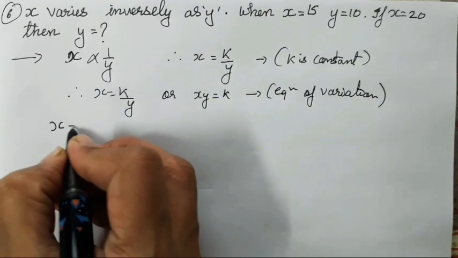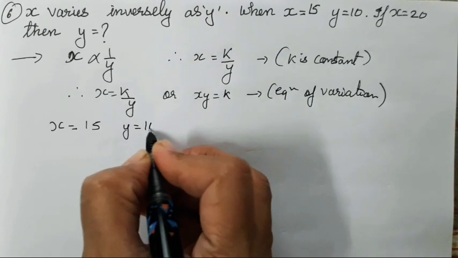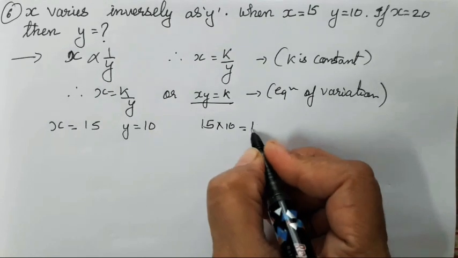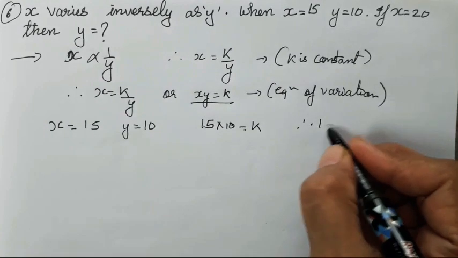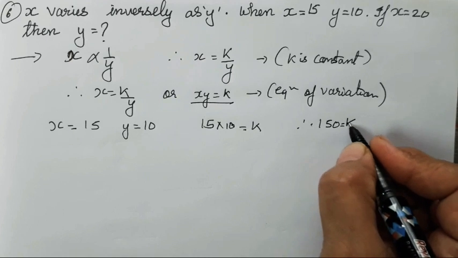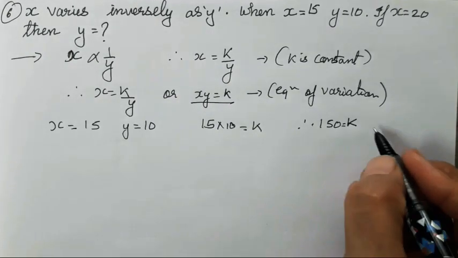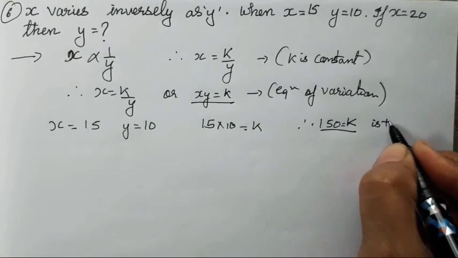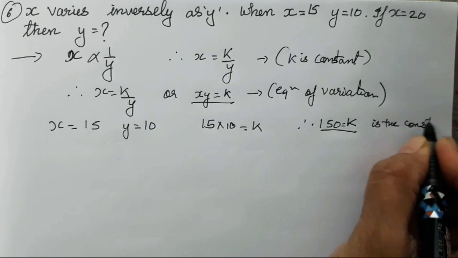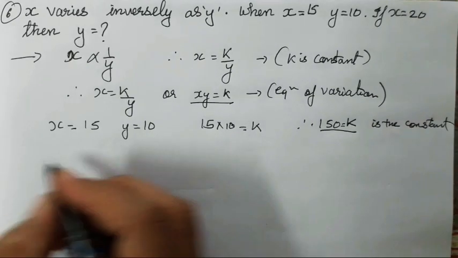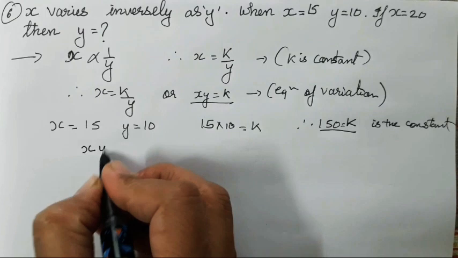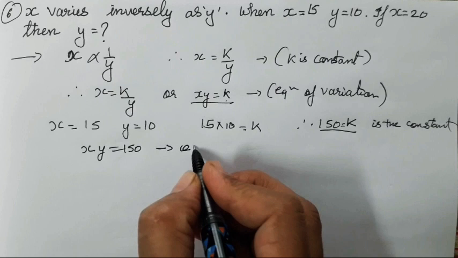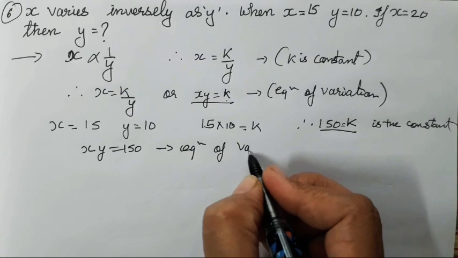Okay, now we will substitute x is equal to 15, y is equal to 10 in the equation. This 15 into 10 is equal to k. Therefore if you multiply it, the answer is going to be 150 is equal to k. So now we got the answer. This is the constant, isn't it? And from this only we have got an equation, that is x into y. What is k? 150. This will be the equation of variation.